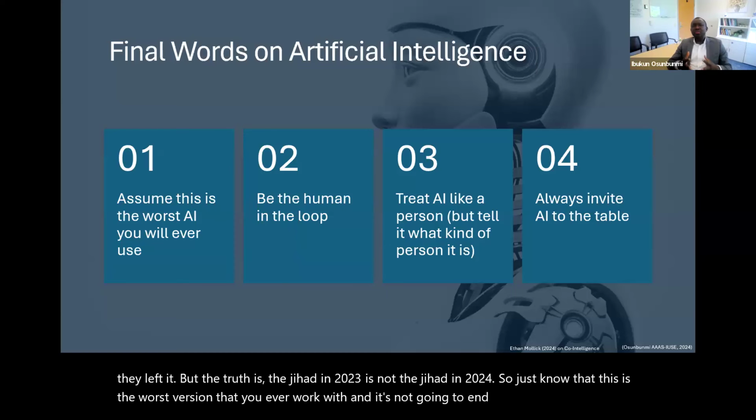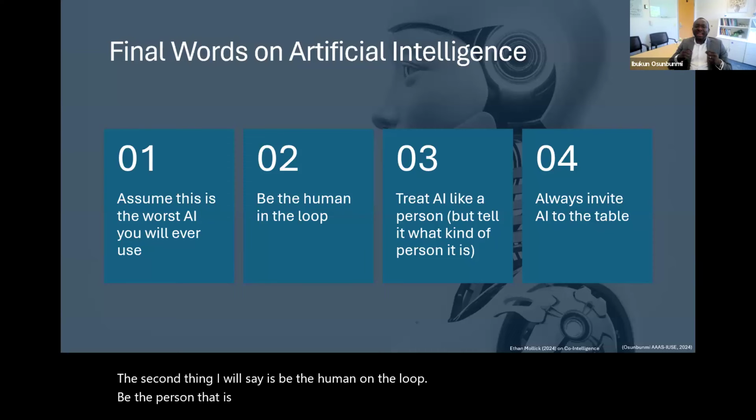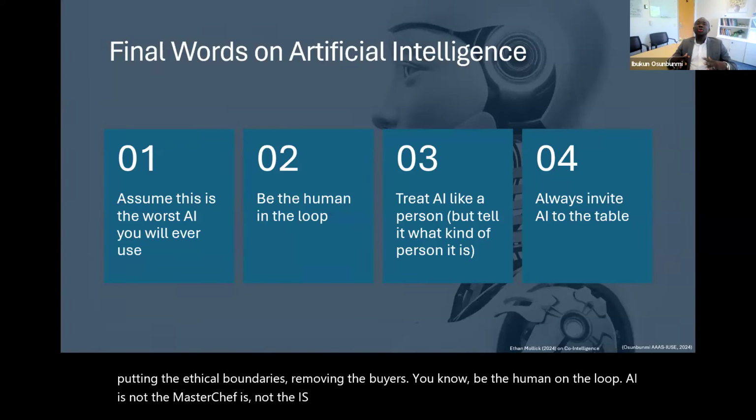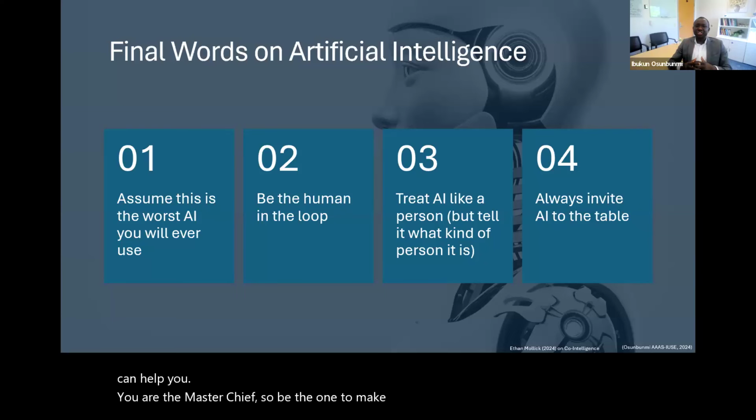The second thing I would say is be the human on the loop. Be the person that is giving the AI the fine-tuning that it needs, the alignment that it needs, putting the ethical boundaries, removing the bias. Be the human on the loop. AI is not the master chef. It's not the one that knows it all. It's just one of those chefs that can help you. You are the master chef. So be the one to make that crucial decision as a faculty as to how this AI is going to move.